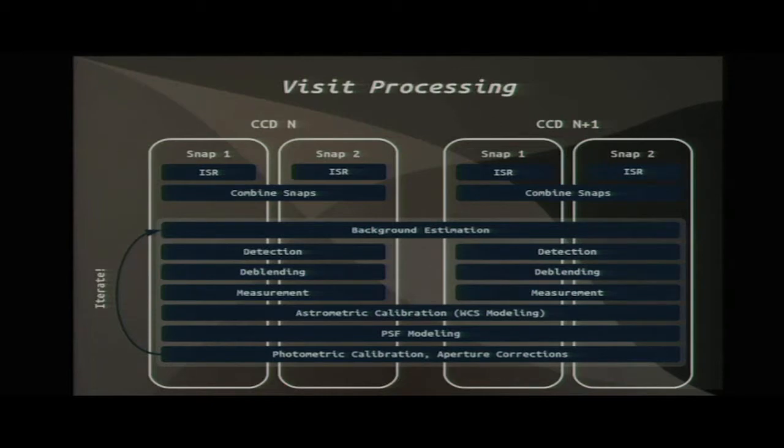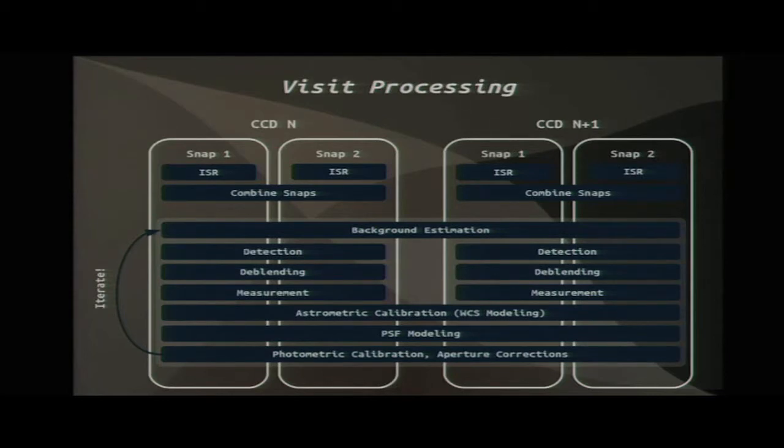Instrument signature removal. Yes. That's right above combined snaps. That's ISR. So then we estimate the background. We detect all the sources. We deblend the sources. We measure all the sources. We do a fit for the coordinate system, the astrometric calibration. And this we do over the entire visit, all the CCDs at once.